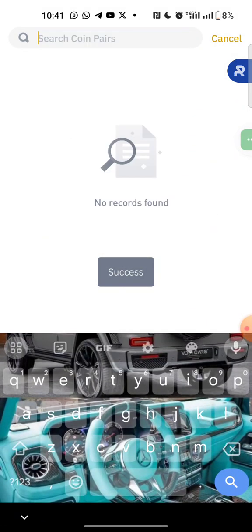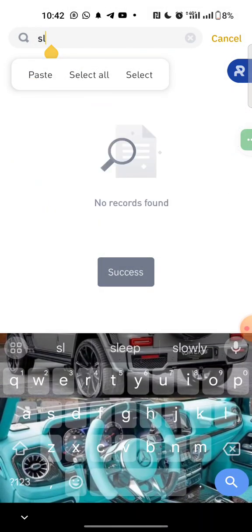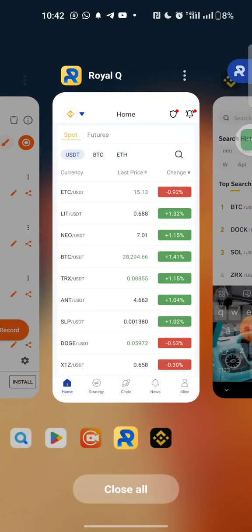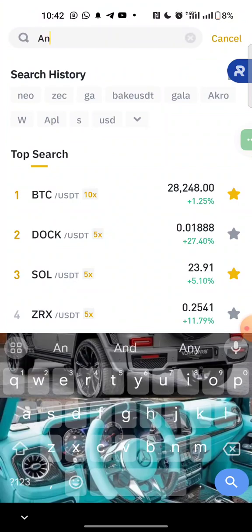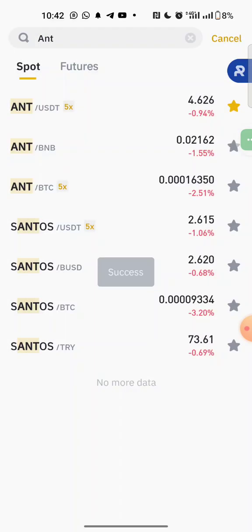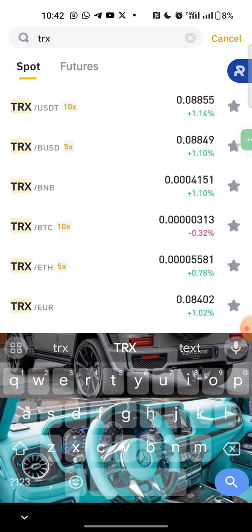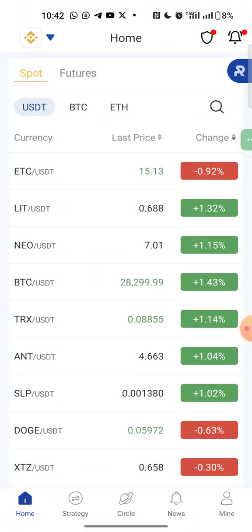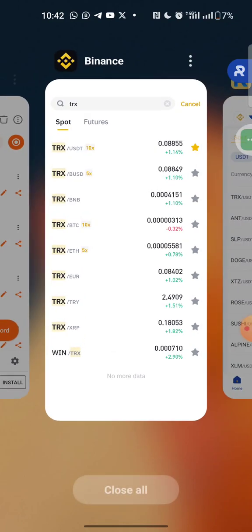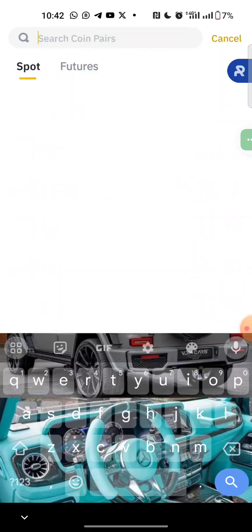We have SLP, Smooth Love Potion. Then we have ANT and TRX. We have ANT. Then we have TRX. We have ANT and TRX. Then I think those I'm done. NEO, DOGE. I think I did this. Then we have Dogecoin.